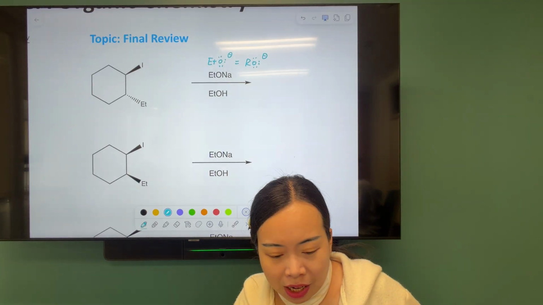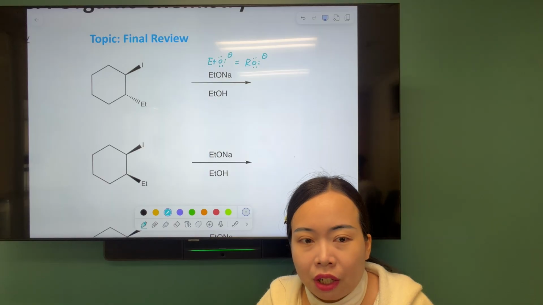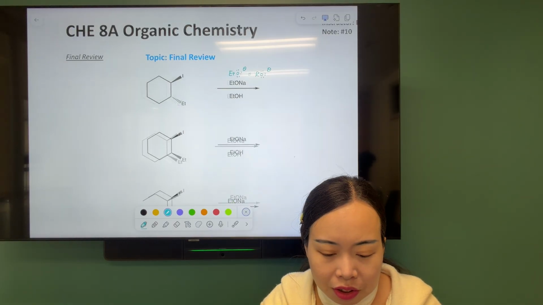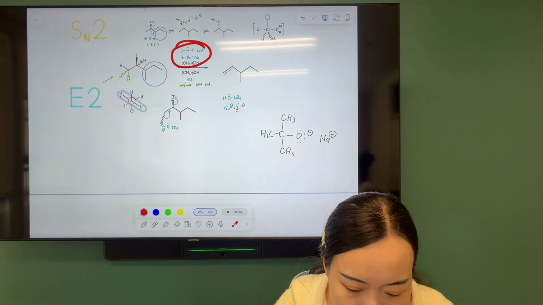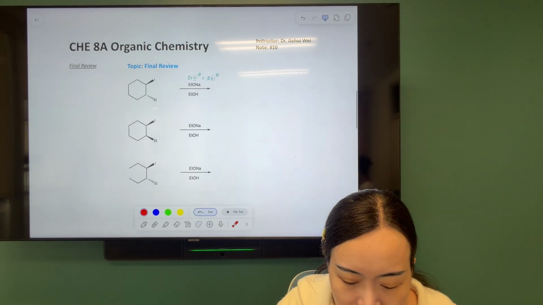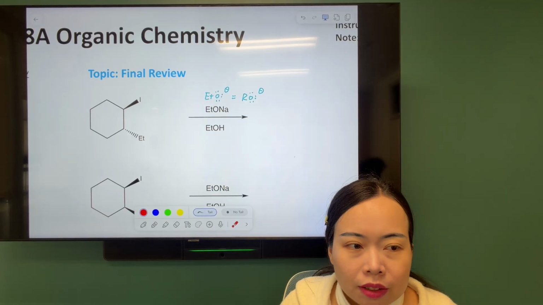I see some people were asking why this one is unhindered. Because you only have two hindered, or anything that is smaller than the two hindered, which is on our first page. Anything that's smaller than this two is going to be treated as unhindered. Specifically here on the table, you will not see EtO minus, you are going to see RO minus. It works the same.